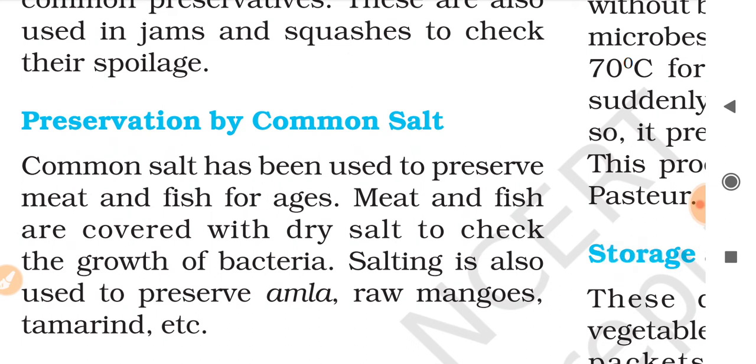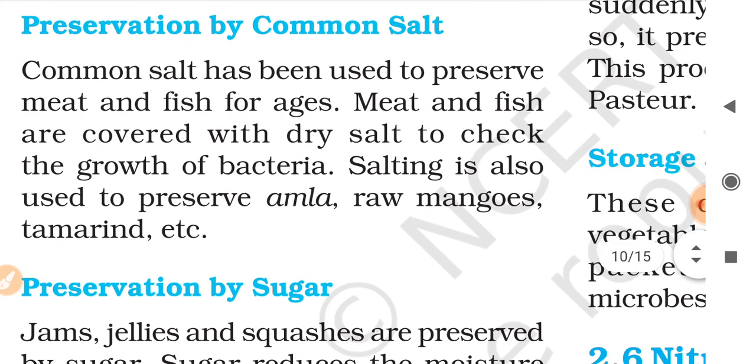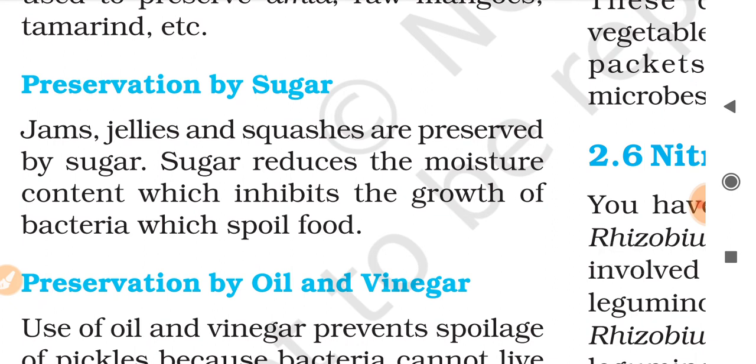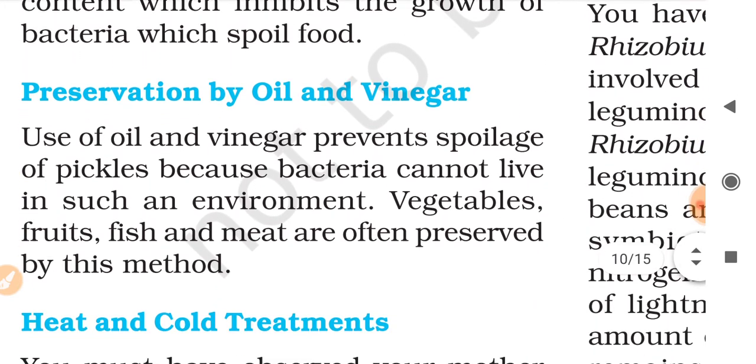Common salt has been used to preserve meat and fish for ages. Meat and fish are covered with dry salt to check the growth of bacteria. Salting is also used to preserve amla, raw mangoes, tamarind, etc. Then we also preserve food by sugar. Jams, jellies, and squashes are preserved by sugar. Sugar reduces the moisture content, which inhibits the growth of bacteria which spoil food. Okay, these are simple things you can understand easily.